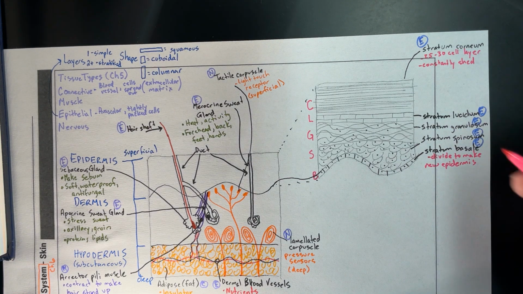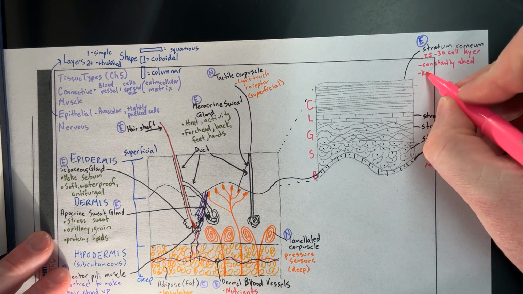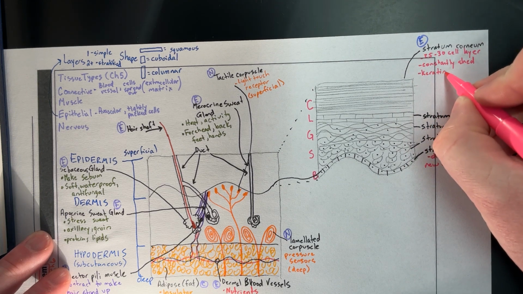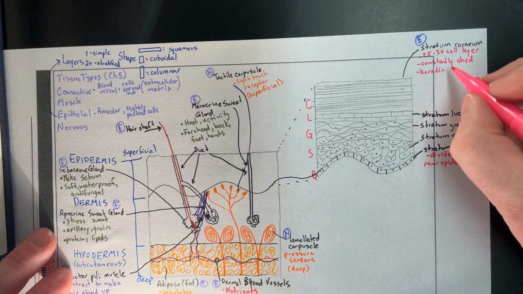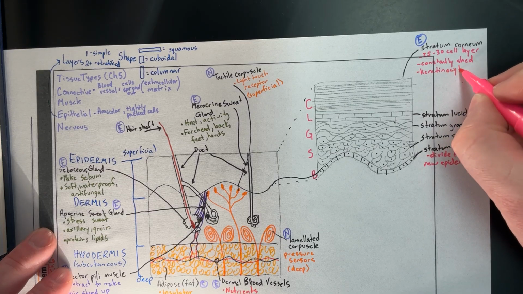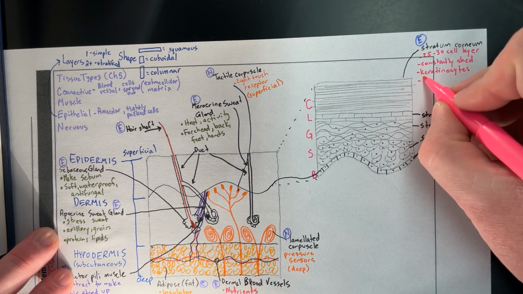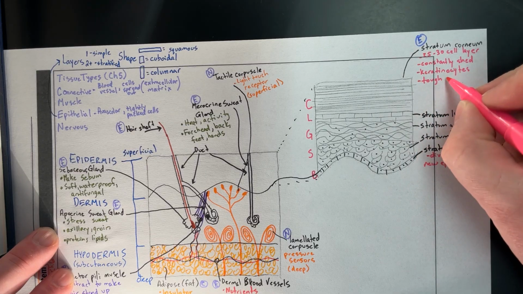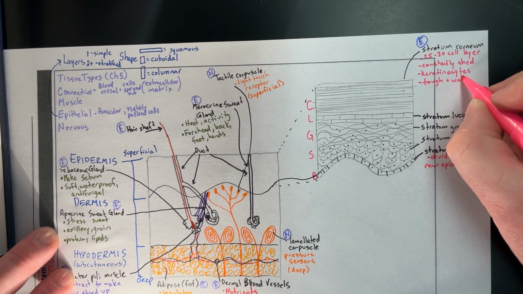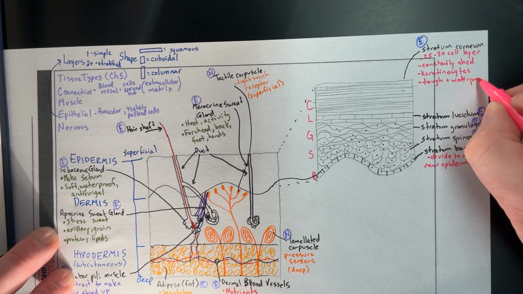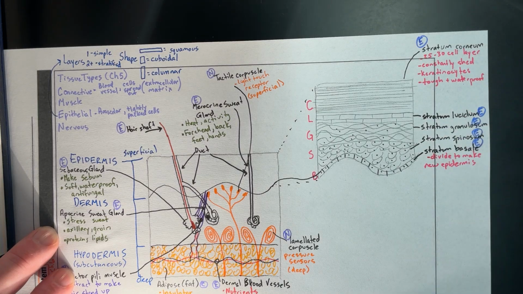Another name for these cells is keratinocytes. Keratin, like the protein keratin, and cytes, and that means cells with a bunch of keratin, and they're characterized by being tough and waterproof. All right, so those are the notes that we want to write there.